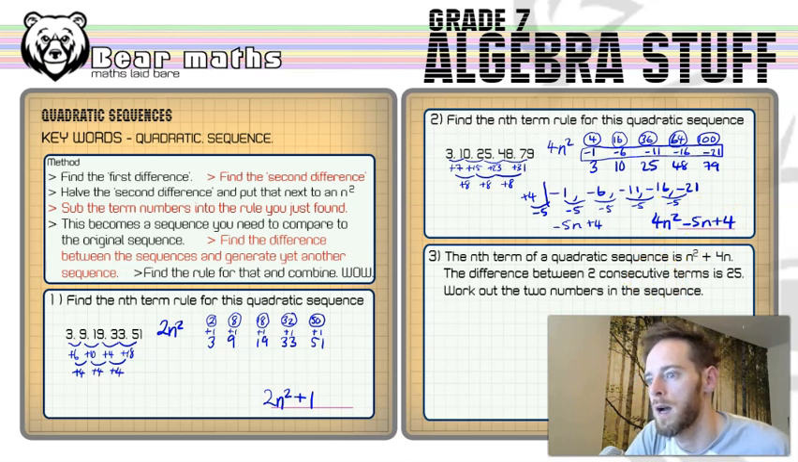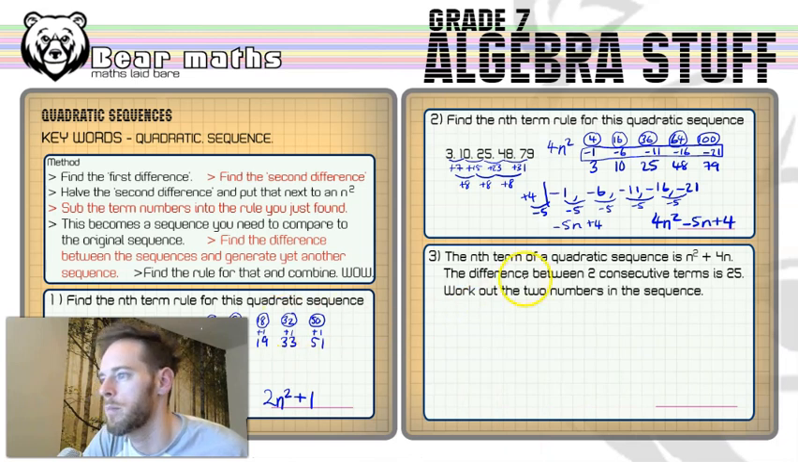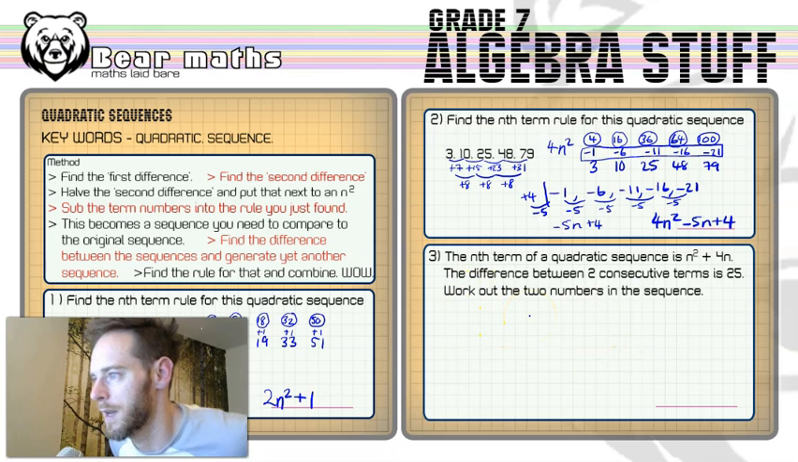Okay? Now, into the third question, which is, as I mentioned, a bit of a beast. The nth term of a quadratic sequence is given by this rule, n squared plus 4n. The difference between two consecutive terms is 25. Work out the two numbers in the sequence. Difficult to know where to start with this question, but my thought process is as follows.